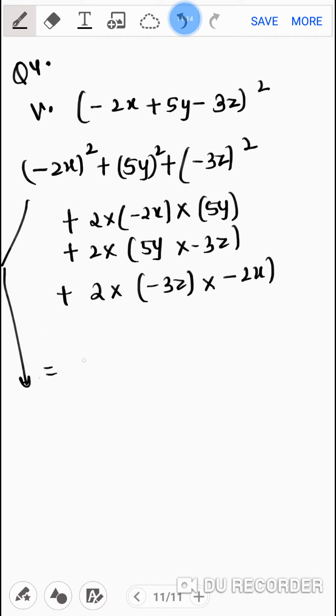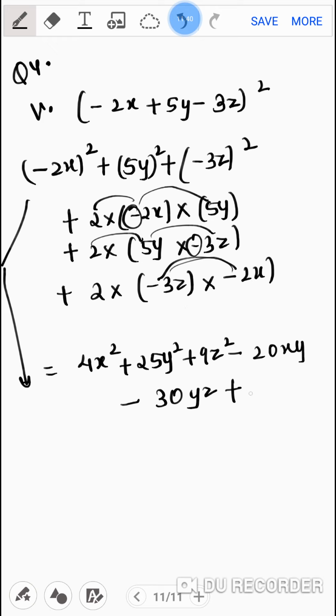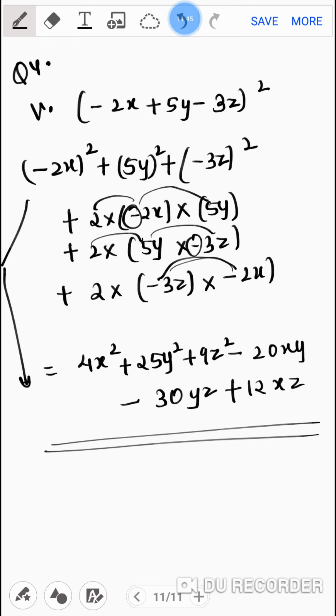So minus 2x square will be 4x square plus 25y square plus 9z square plus 5 2s are 10, 10 2s are 20 xy. But there is a minus sign here. So here it will change into minus. Again, there is minus sign here. 5 2s are 10, 10 3s are 30 yz. Again minus minus becomes plus. 3 2s are 6, 6 2s are 12, 12xz. And that's your final answer.